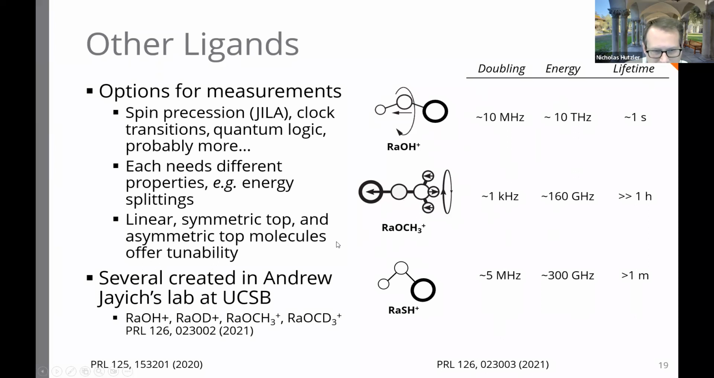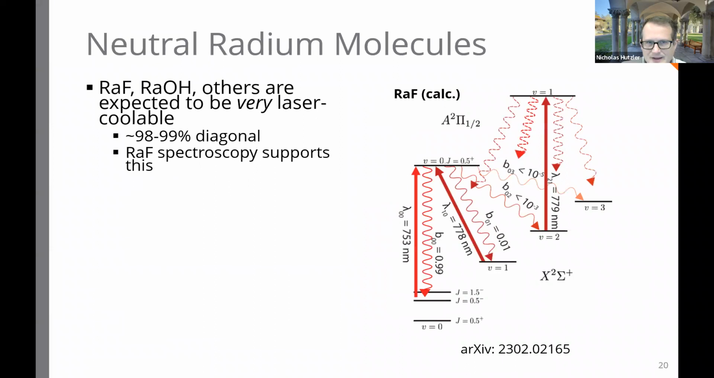And by the way, Andrew Jayich's lab at UC Santa Barbara has made all of these molecules and some more and trapped them and controlled them. So people are moving ahead with this stuff in spite of the technical challenges of working with something like radium.